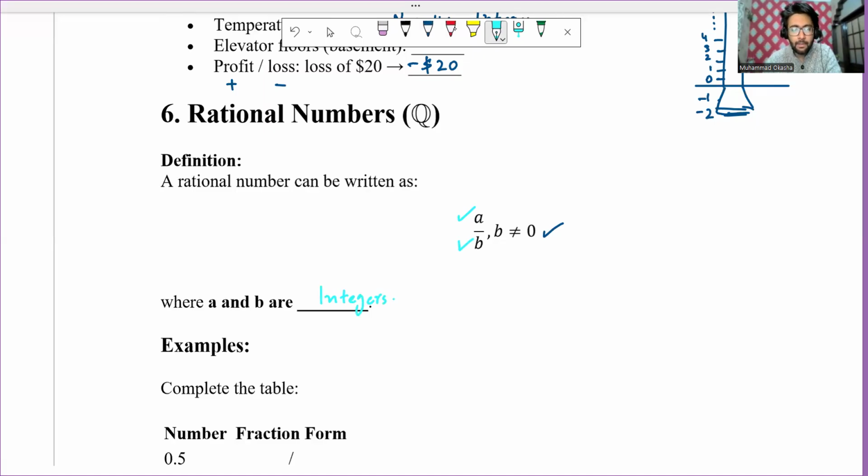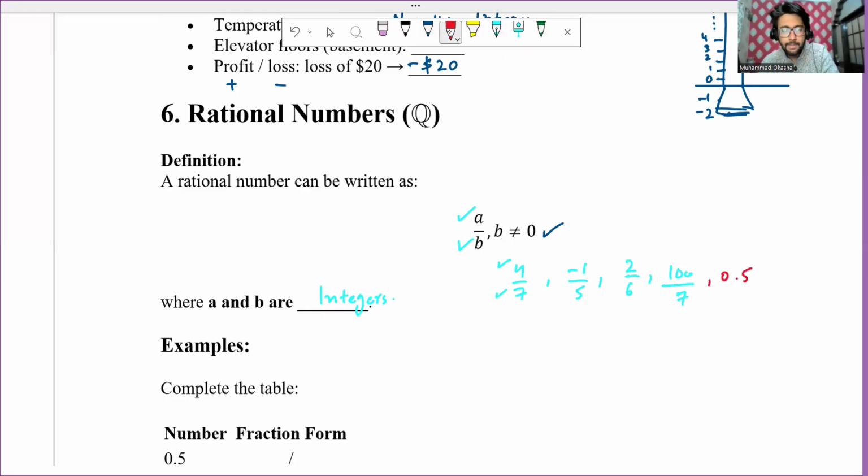Okay, so I'll give you an example. For example, 4 by 7 is a rational number because 4 is an integer and 7 is also an integer. Negative 1 by 5, that's also an integer over an integer, right? 2 over 6, or maybe 100 over 7, they're all integers. Okay. Now, let me give you an interesting example.